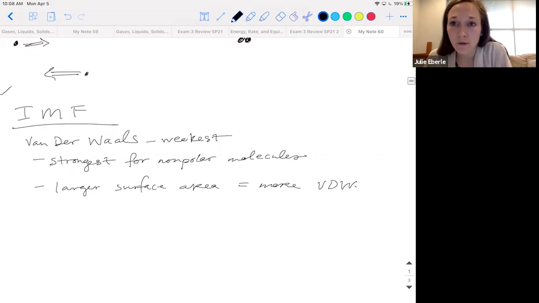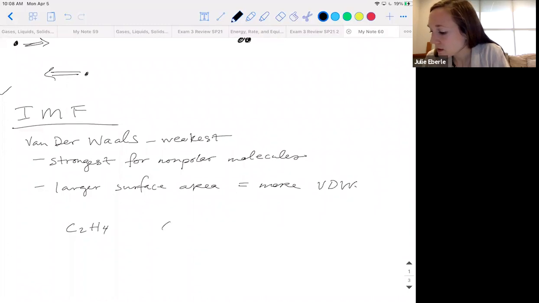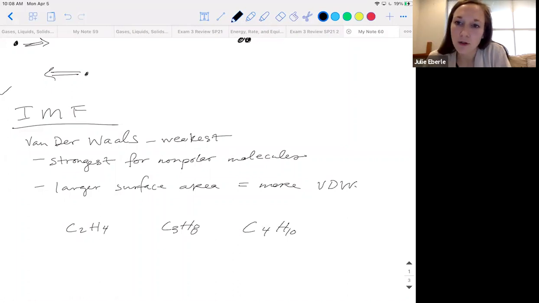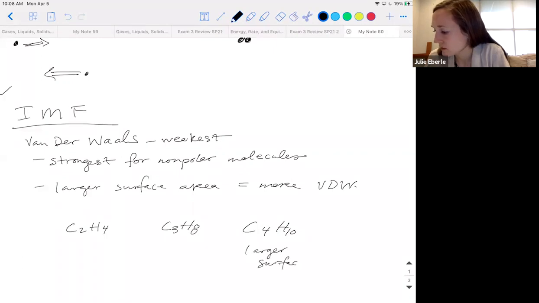Well, the amount of intermolecular forces at play affects things like boiling point and melting point. So let's say you have a group of nonpolar molecules. Let's say you have C2H4, C3H8, and then C4H10. We know these are all nonpolar because they're just carbon-hydrogen molecules, with carbon-carbon bonds and carbon-hydrogen bonds. So which one is going to have larger surface area? Well, obviously, the bigger a molecule is, the more surface area it will have. So this one has larger surface area.